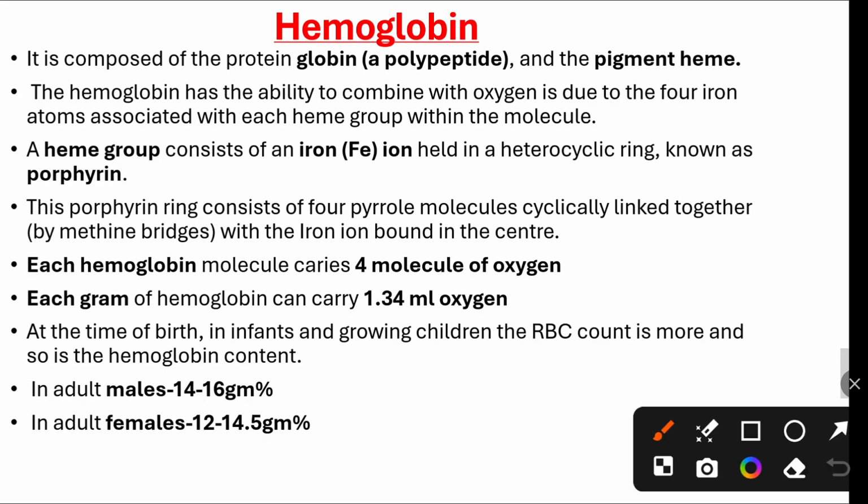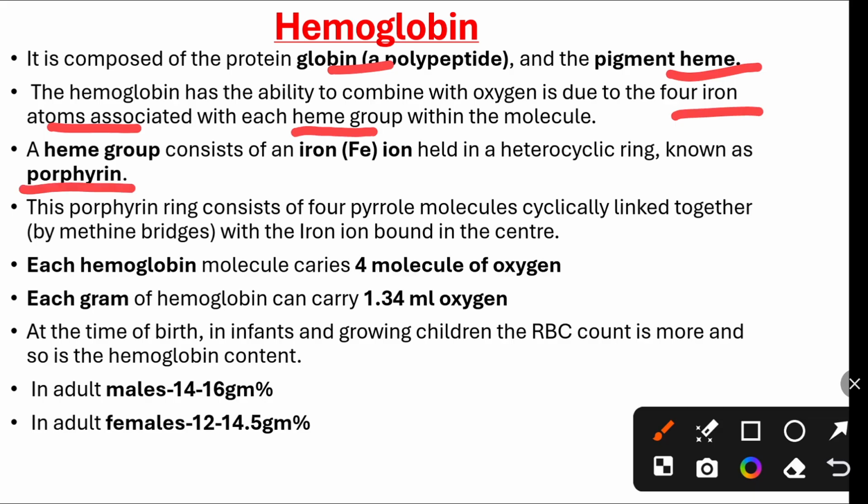Then hemoglobin. It is composed of the protein globin, which is polypeptide in nature, and the pigment heme. Hemoglobin has the ability to combine with oxygen due to the 4 iron atoms associated with each heme group within the molecule. A heme group consists of an iron held in the heterocyclic ring known as porphyrin.